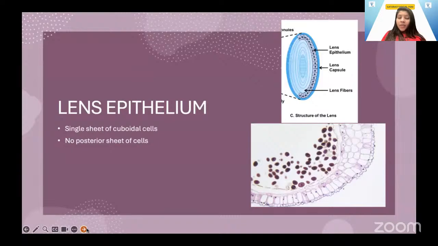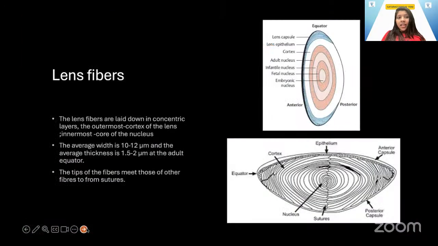Lens epithelium is actually a single sheet of cuboidal cells. It is mainly seen only anteriorly. We don't have a posterior sheet of cells because they give rise to the lens fibers. And the lens fibers are laid down in concentric layers. The outermost part is the cortex and the innermost core is what we call the nucleus.